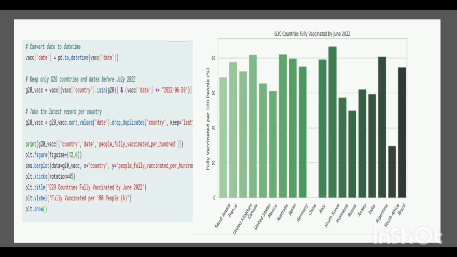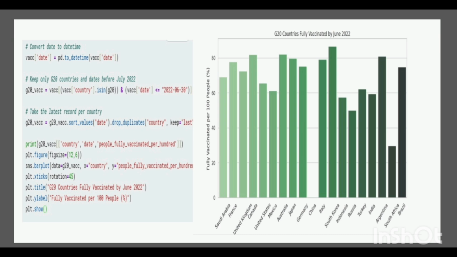Finally, I studied G20 countries' vaccination progress by mid 2022. To do this, I filtered the vaccination dataset for records before July 2022 and kept only the latest entry for each G20 country. Then I created a summary table showing each country's vaccination percentage per 100 people. The bar chart revealed interesting patterns.